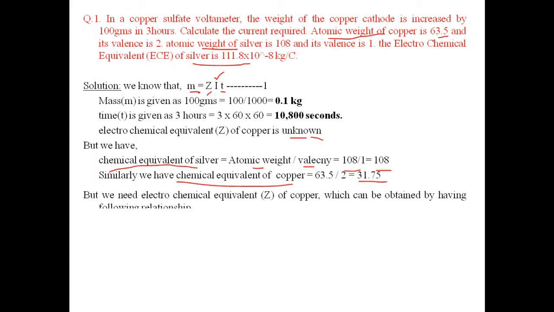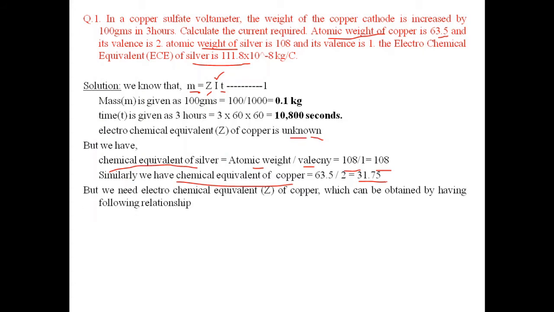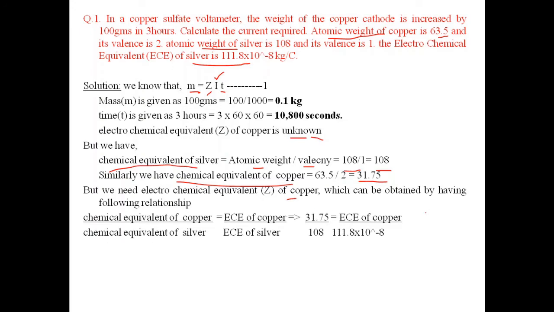Once we get these two, we can get Z, the electrochemical equivalent of copper, using this relation: chemical equivalent of copper divided by chemical equivalent of silver is equal to electrochemical equivalent of copper divided by electrochemical equivalent of silver. Using this we can find the ECE of copper, which is denoted as Z.